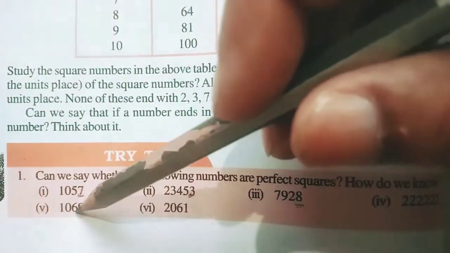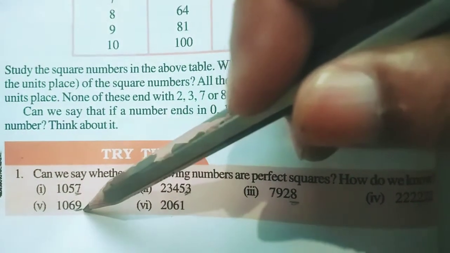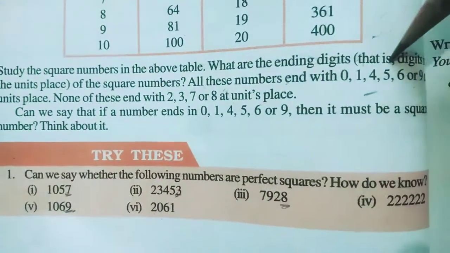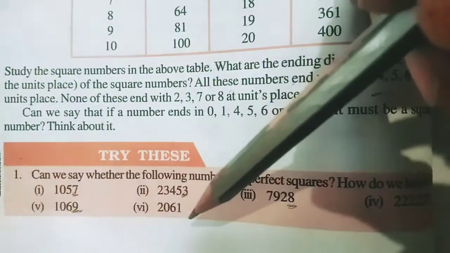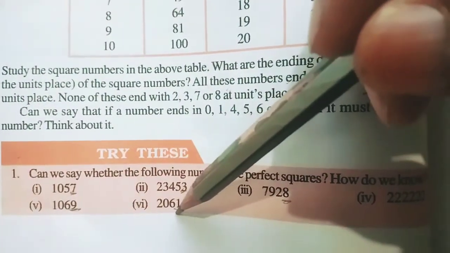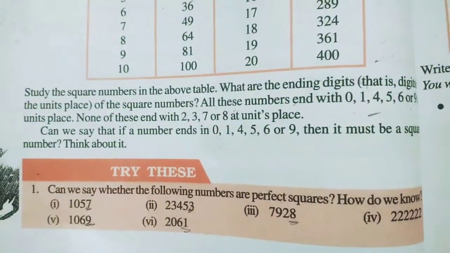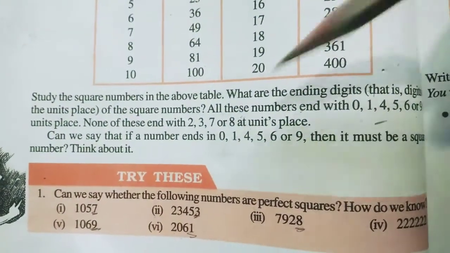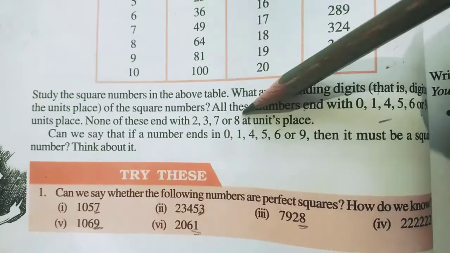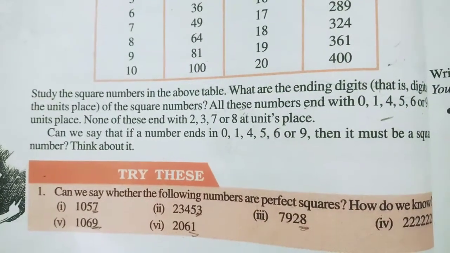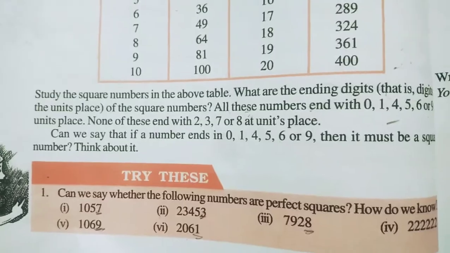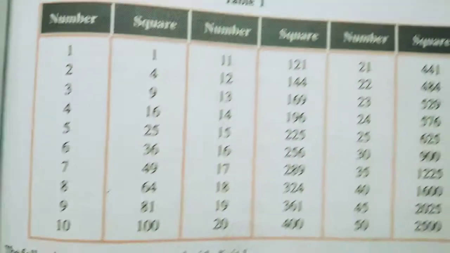Here the unit digit is 9. So yes, it is a perfect square, because this digit is possible for a perfect square. Then here the unit digit is 1, so it is also a perfect square. In this way you will write. Understood? So this is the identification of a square number. If 2, 3, 7, 8 are there in the unit place, it is not a perfect square. I hope you have understood. Then go to the next page.